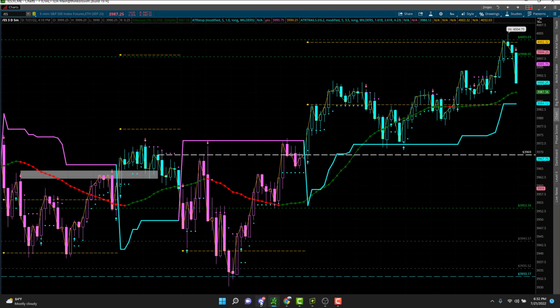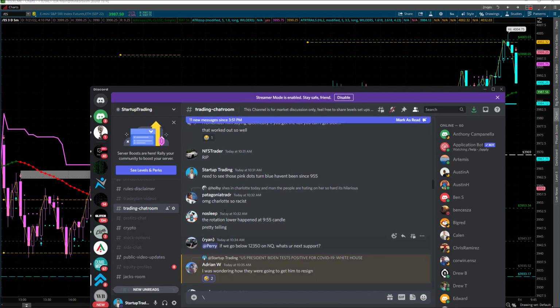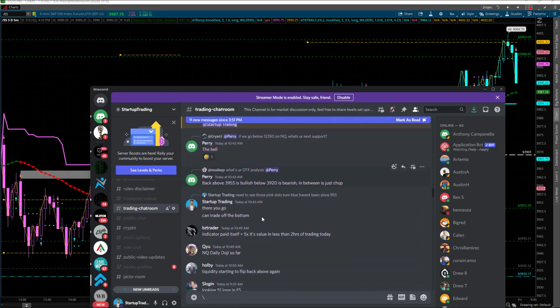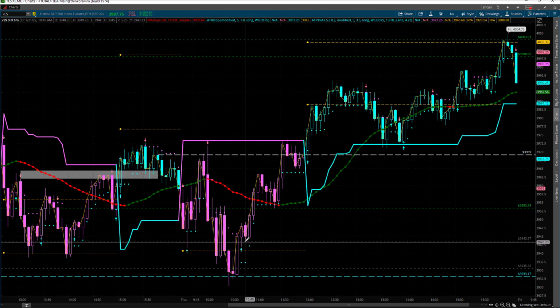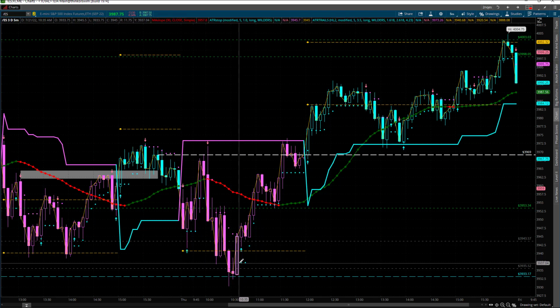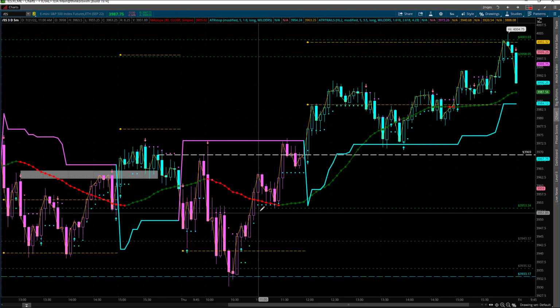At 10:35, we'll go back in the room here, I said I need to see those pink dots turn blue. Haven't seen them since 9:55, and that was at 10:31. And then right after that, there you go. Now we can trade off the bottom at 10:45. This bar closed at 10:45, that turns this blue, and then we basically went straight up.